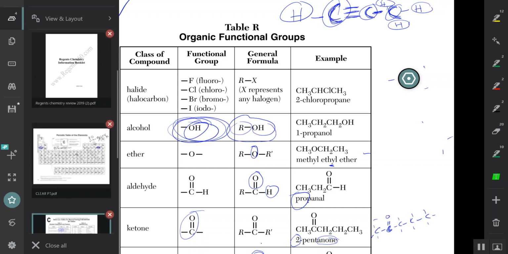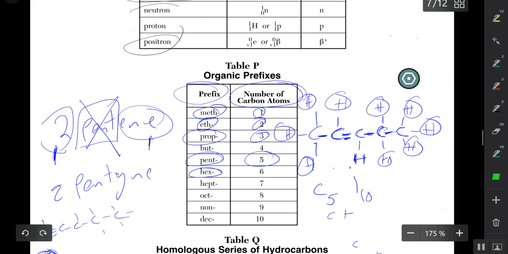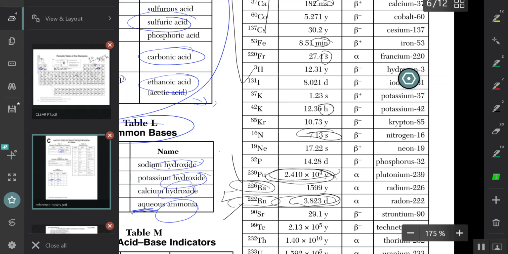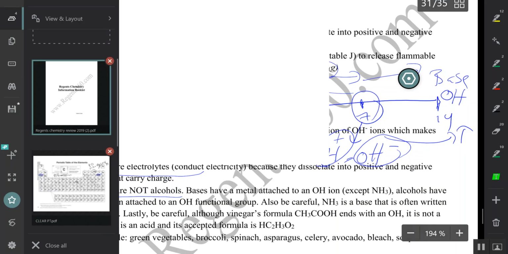For bases, let's go back to the bases table. You don't have a carbon. You have metals, sodium, potassium, calcium, or nonmetals like nitrogen, but you don't have a carbon. If you have a carbon, then you're going to end up with an alcohol. Okay.